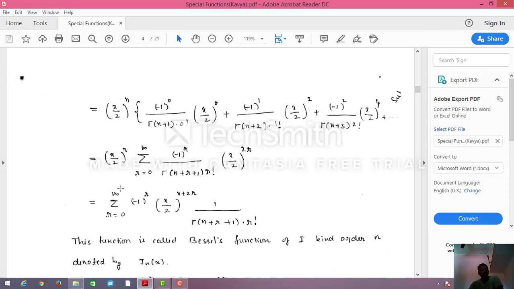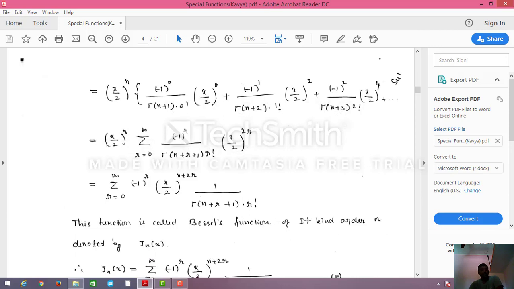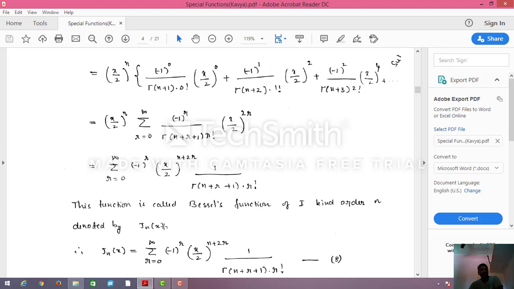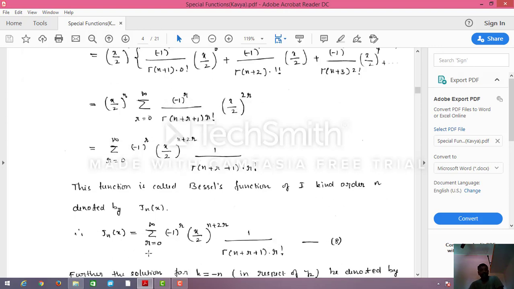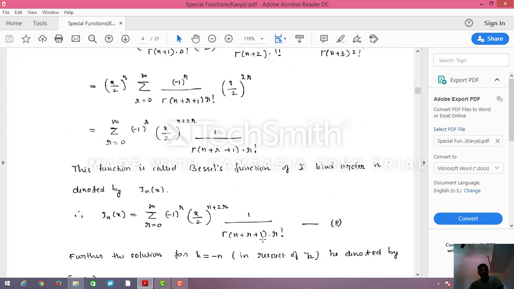Now summation of r equal to 0 to infinity. This (x/2)^n is there, and I am combining it with this: (x/2)^(n plus 2r), 1 divided by gamma of n plus r plus 1 into r factorial. This function is called the Bessel function of first kind of order n, denoted by Jn of x. Now, Jn of x equals summation of r equal to 0 to infinity, minus 1 power r, (x/2)^(n plus 2r), 1 divided by gamma of n plus r plus 1 into r factorial. This one I will write as equation number 8.